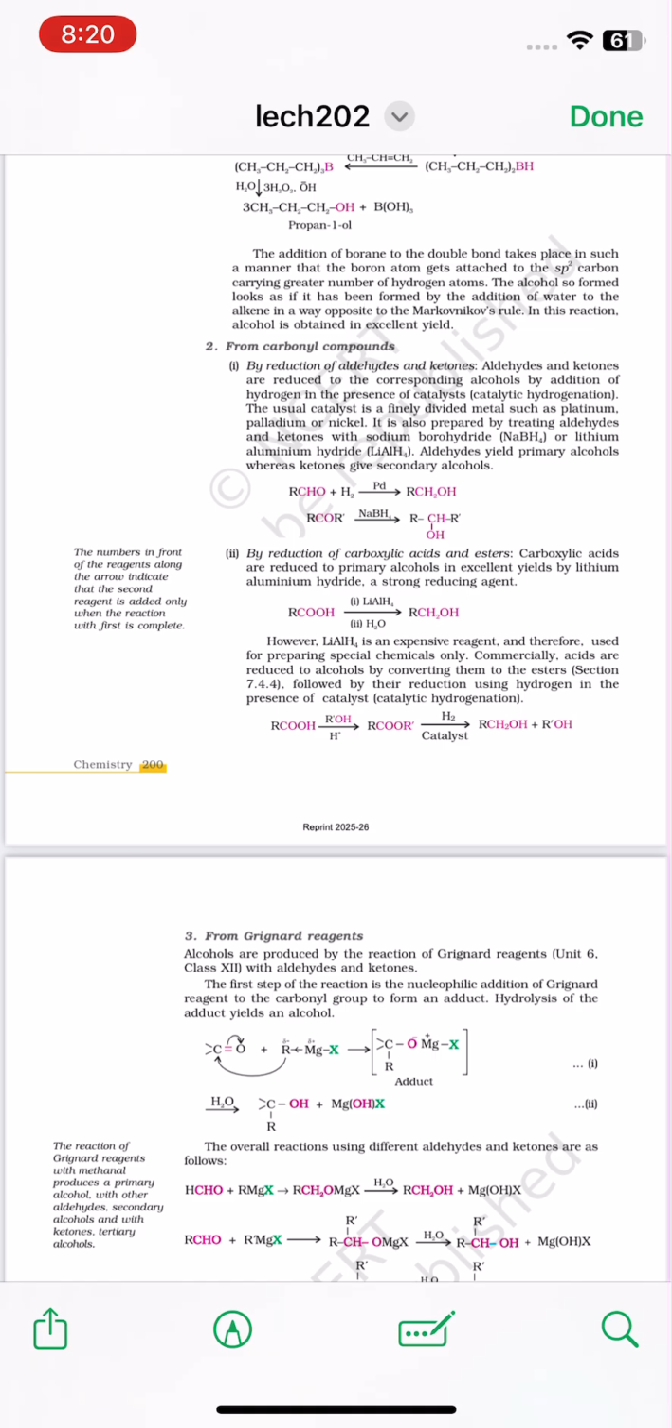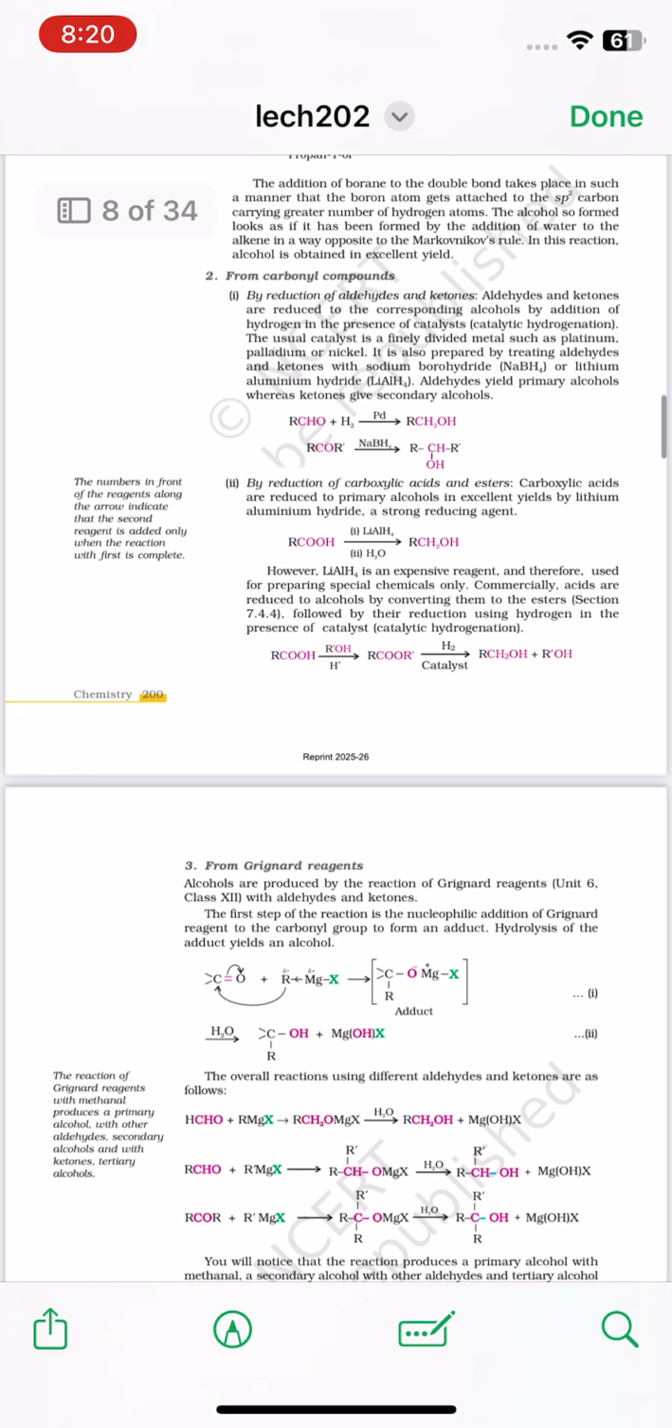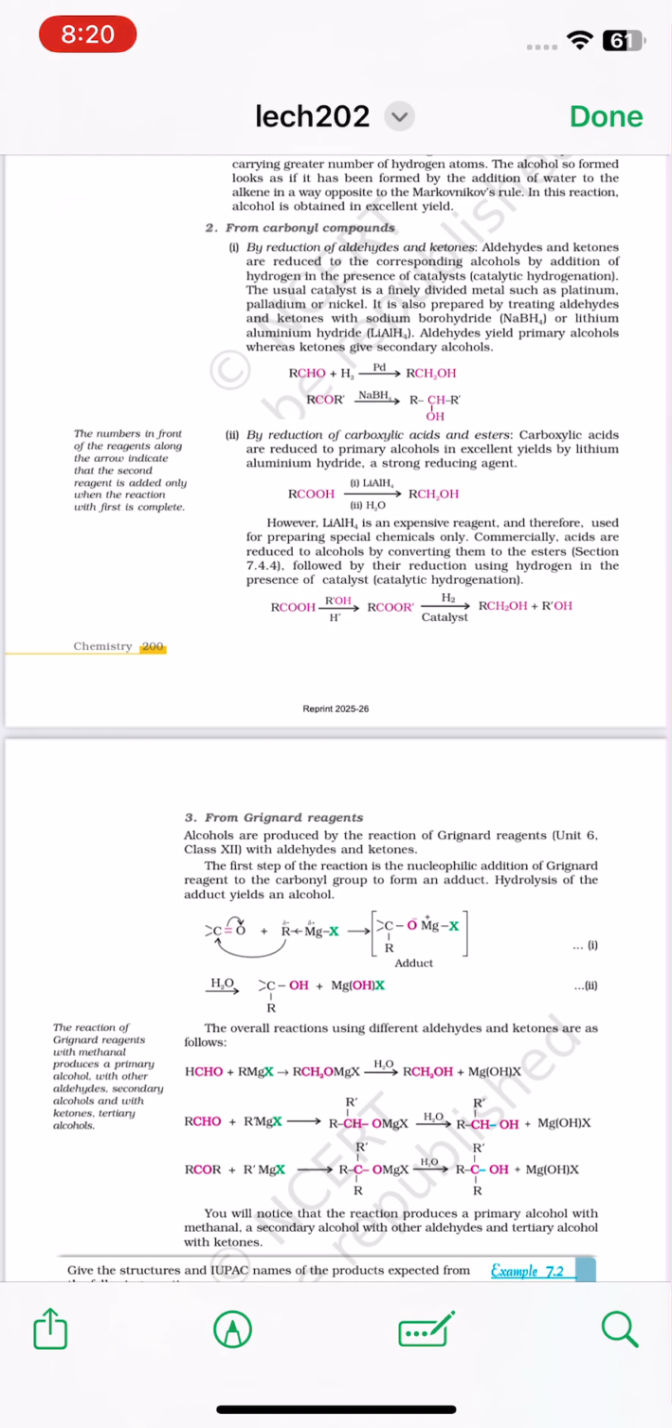Second, from carbonyl compounds by reduction of aldehydes and ketones. Aldehydes and ketones are reduced to the corresponding alcohols by addition of hydrogen in the presence of a catalyst, catalytic hydrogenation. The usual catalyst is a finely divided metal such as platinum, palladium or nickel. They are also reduced by treating with sodium borohydride, NaBH4, or lithium aluminium hydride, LiAlH4. Aldehydes yield primary alcohols whereas ketones give secondary alcohols.